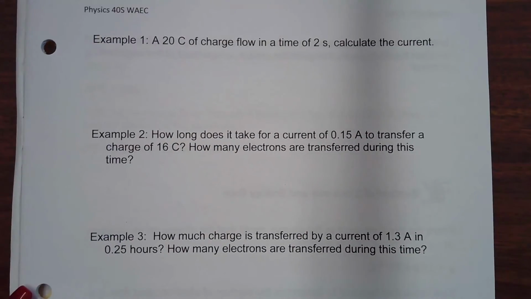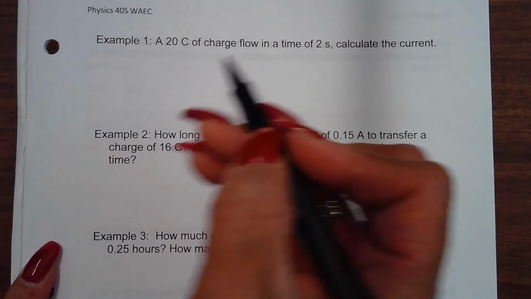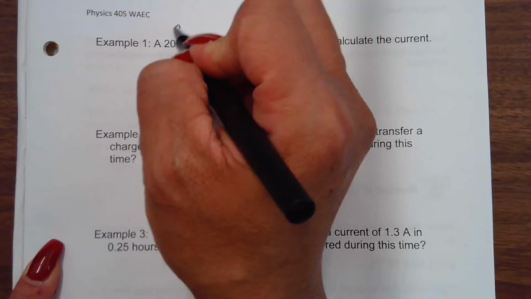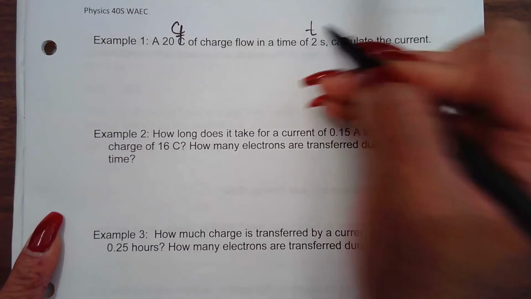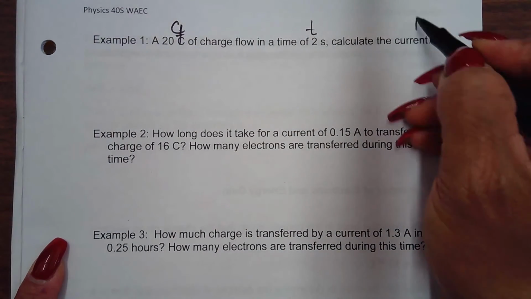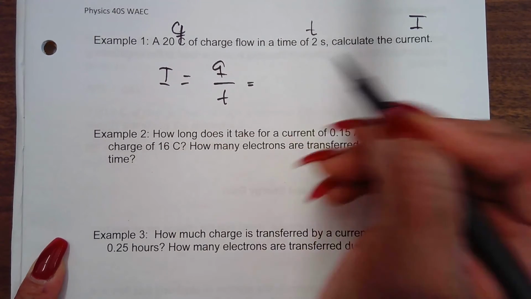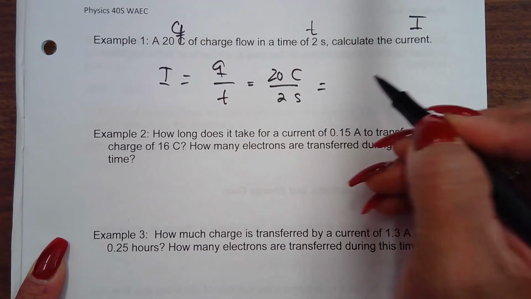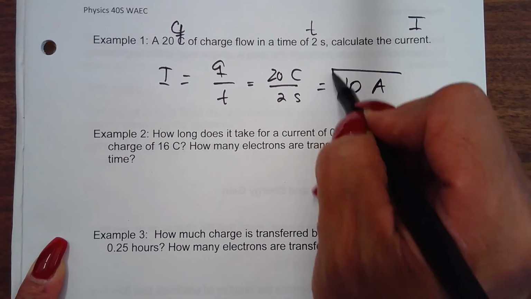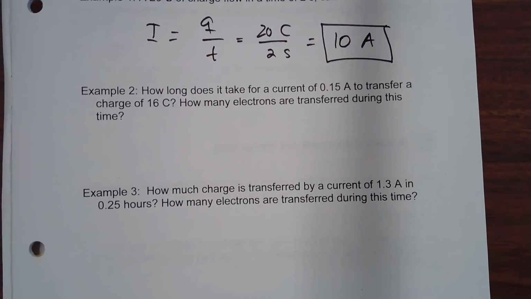Want to do one example? Yeah, sure. All right, example 1. You have 20 coulombs of charge, which is your Q, and you have the time, 2 seconds. Calculate this. You already got it? Yeah. I is charge over time, which is 20 divided by 2, is 10 amps. Done.